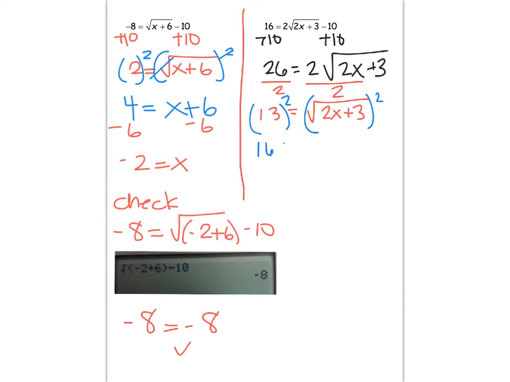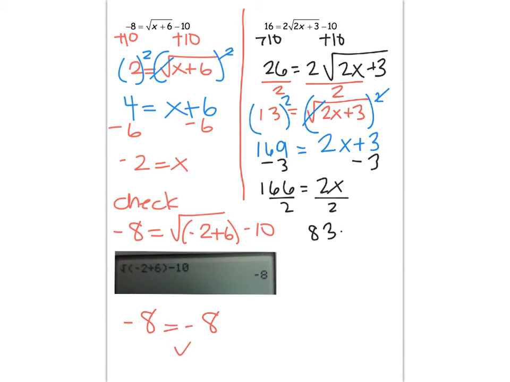13 times 13 is 169. Square root and square cross off, so 2x plus 3 is left. And we're ready to solve by working backwards. So subtract 3, 166 equals 2x. Divide by 2, so 83 equals x. But of course we're not sure until we do the check.